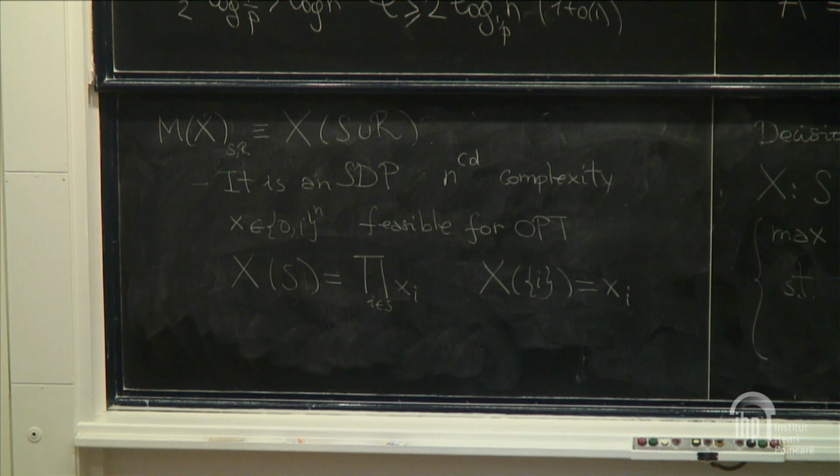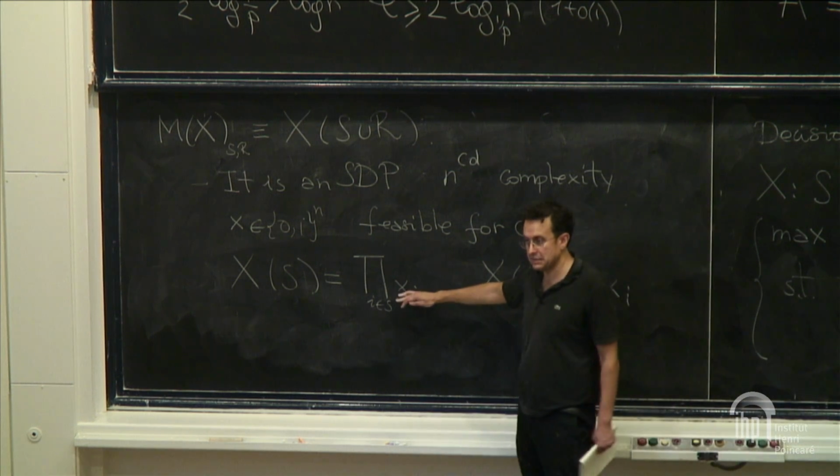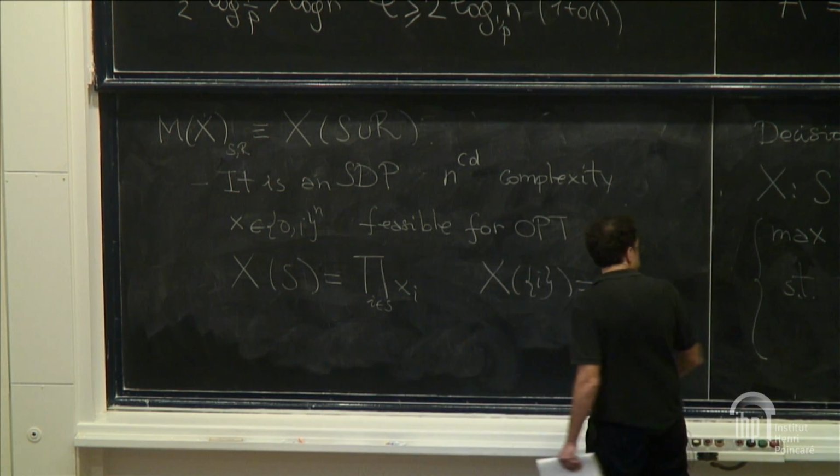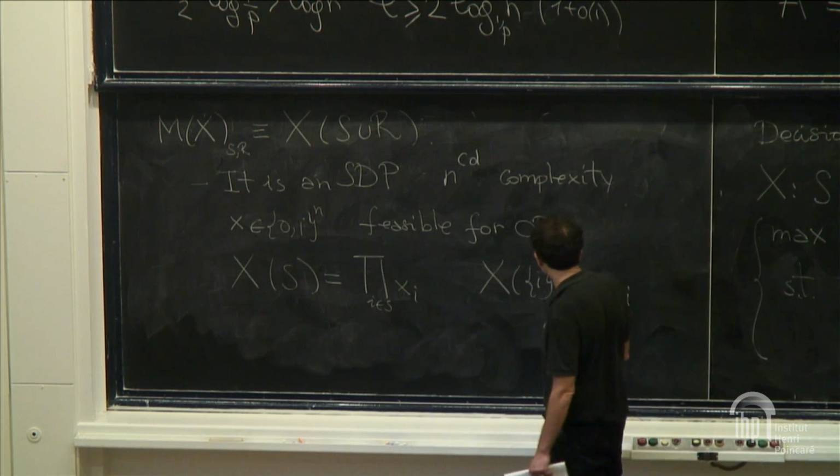And third, this is satisfied, right? Because if lowercase x is feasible for that, then it is an indicator function of a clique. If you take any set that doesn't induce a clique, you will get in the product at least one zero. Okay? So all the linear constraints are satisfied by this ansatz. You have to check one more thing. You have to check that this is PSD. How do you check it?